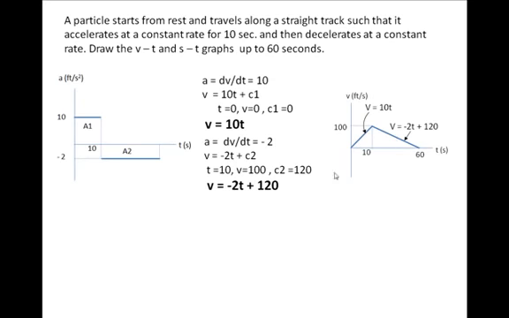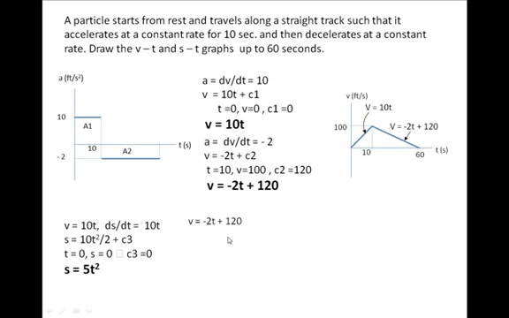Now I have to create the s-t graph in the same manner. So what I'm going to do is write v as 10t, realize that it is ds by dt, and integrate it. I get s is 10t square by 2 plus c3. It starts from origin, so at t equal to 0, s equal to 0, so c3 is equal to 0. And therefore, I get s as 5t square as my first portion. Then I use this, v is equal to minus 2t plus 120. Realize it is ds by dt and integrate it.